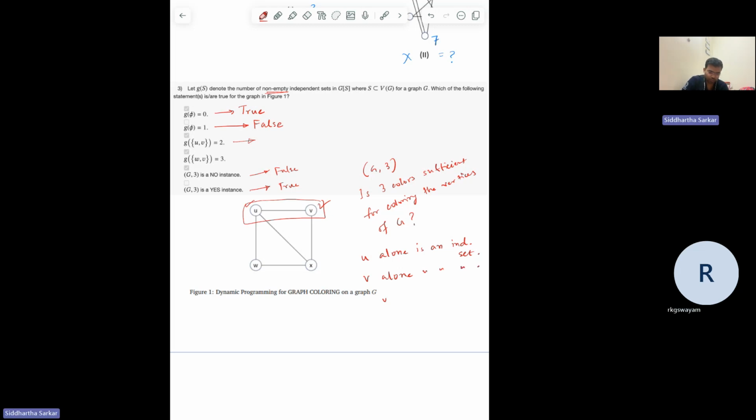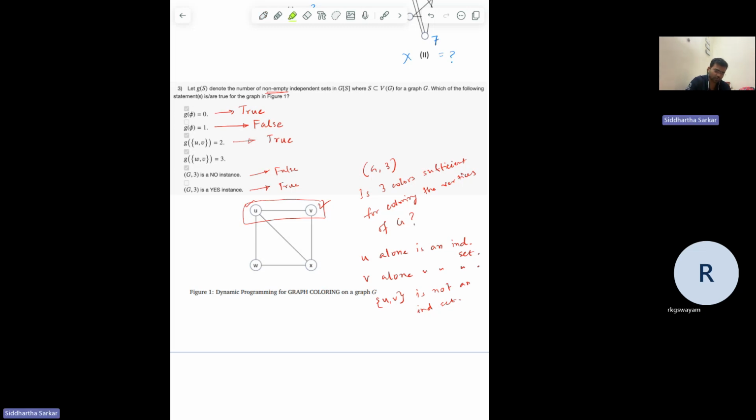So, yes, but U and V together is an edge, so they do not form an independent set. Oh, I see. Yes. So then the next option is also correct. G W comma B would be equal to 3 then.